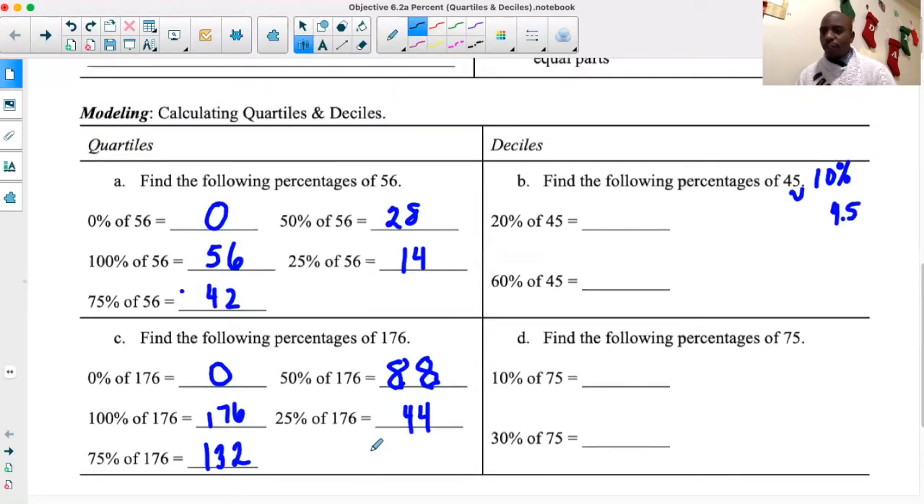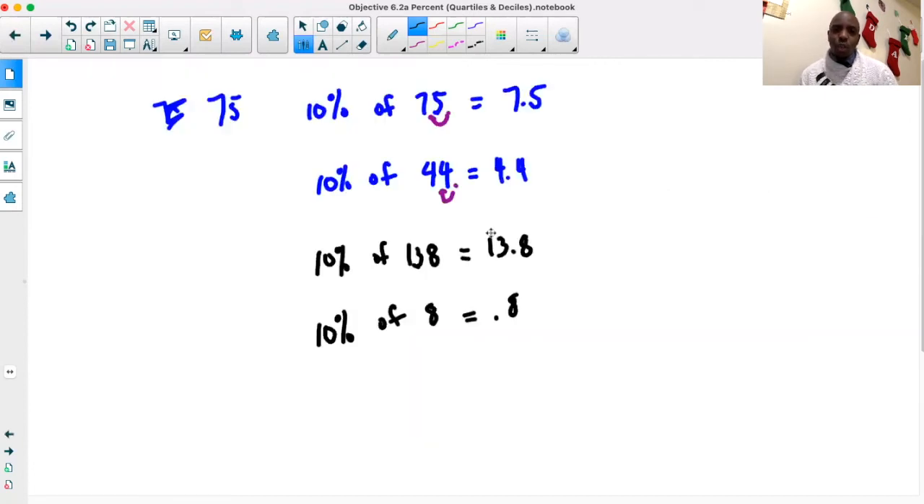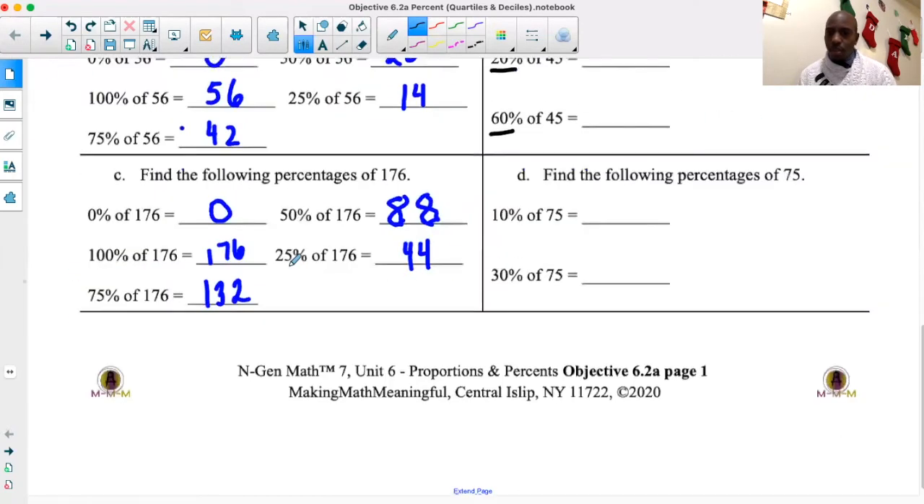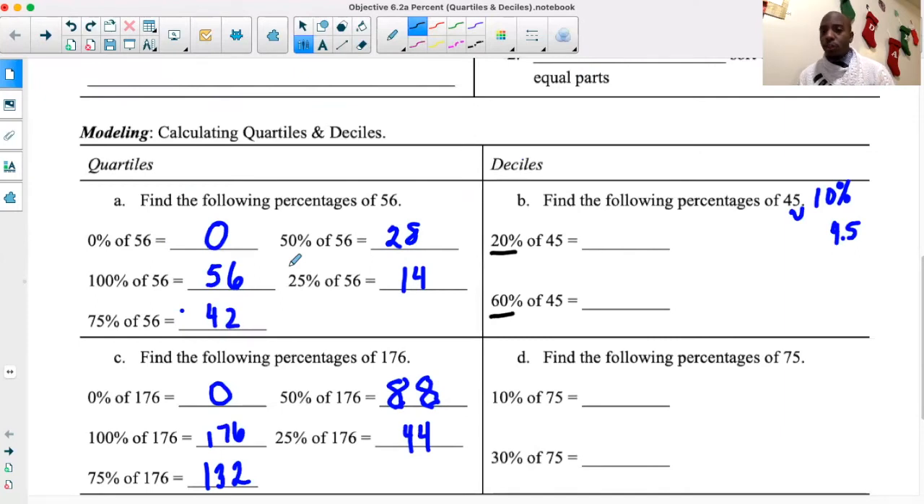So 10% of 45 is 4.5. Now, you should notice that we need to find 20% and 60%. My question to you is, how do I go from 10% to 20%? What do I do in that case? To go from 10% to 20%, I'm going to multiply it by 2.